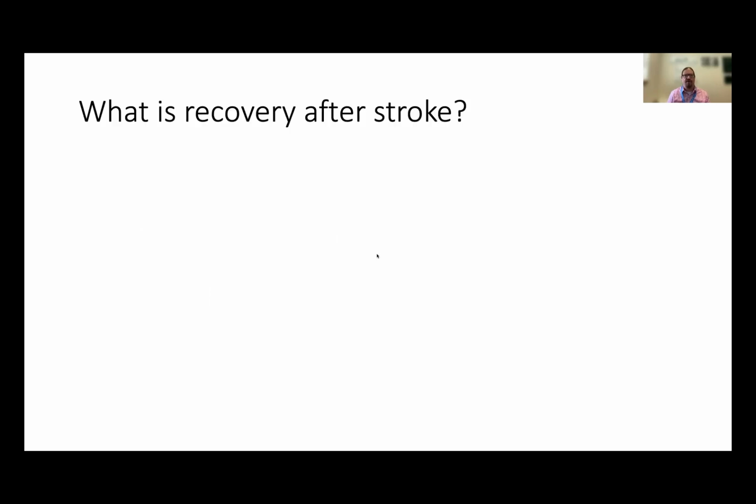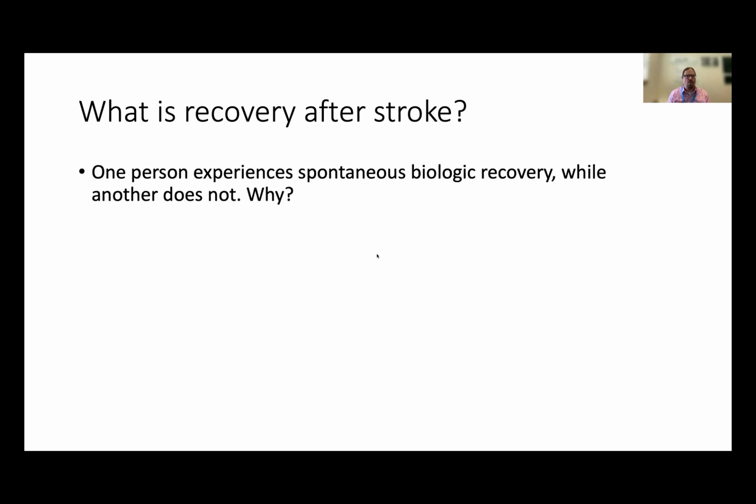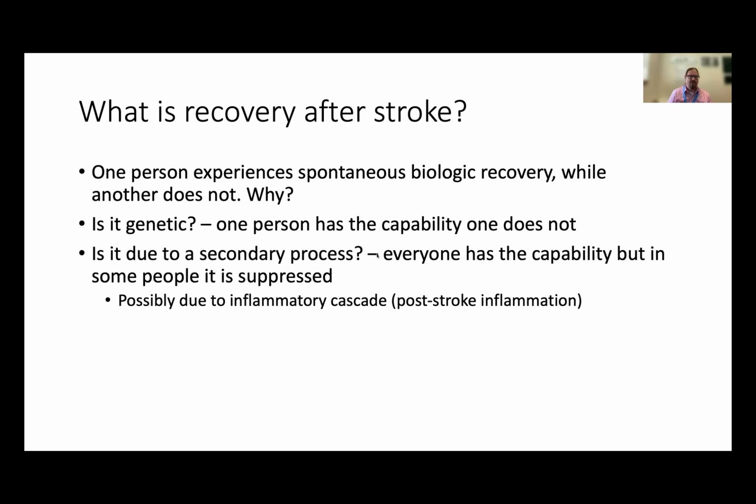So what is recovery after stroke? I'm getting philosophical here. One person experiences spontaneous biologic recovery while another does not. Why is that? We've all seen it. Is it genetic? One person has the capability and one person does not. That's entirely possible. Or is it due to some sort of secondary process where everybody has the capability to recover, but in some people it's being suppressed? And if that's the case, what might it be that would be suppressing recovery?